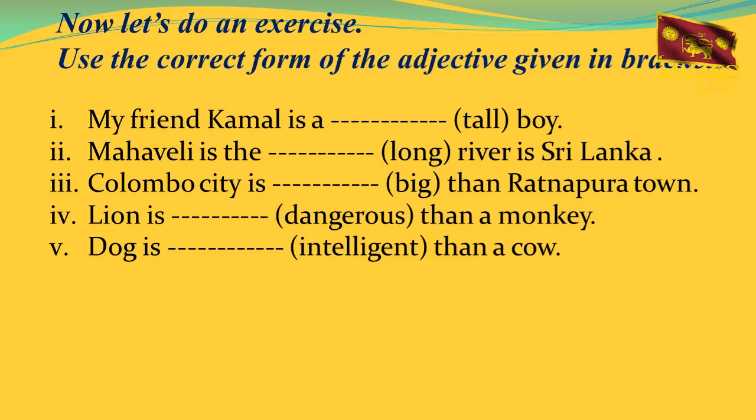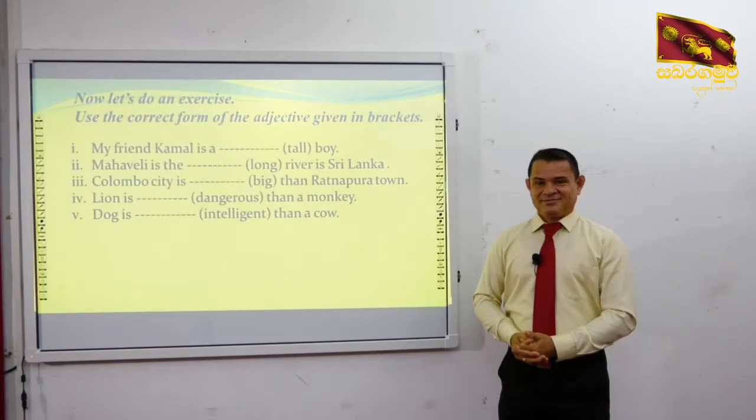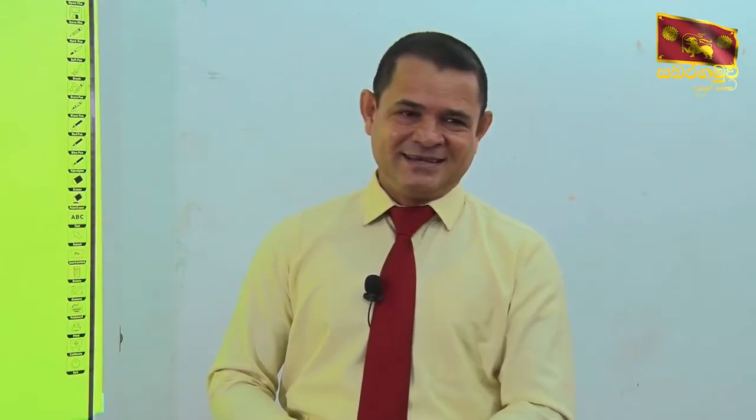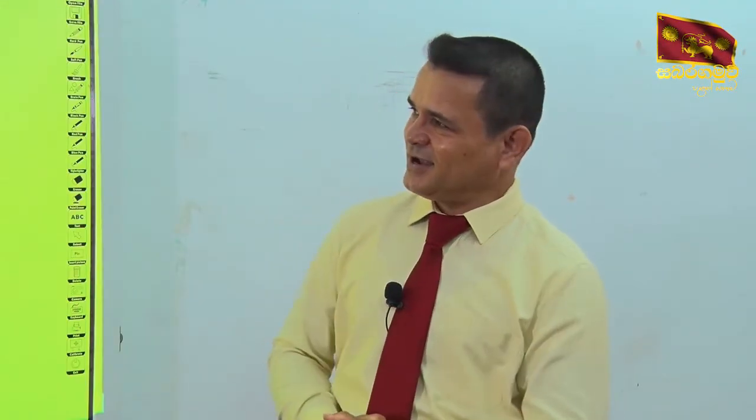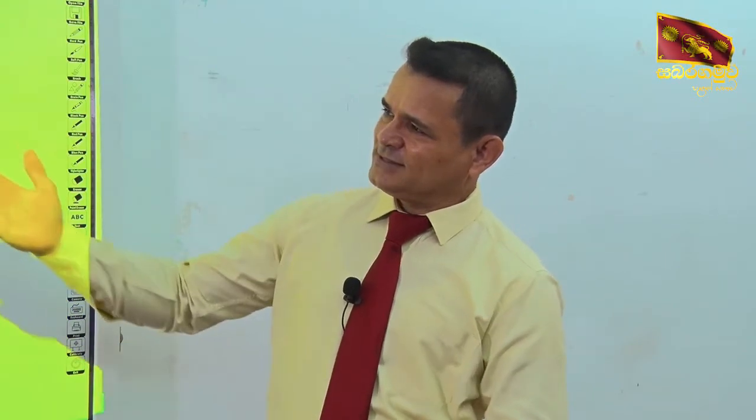Read the first one. My friend Kamal is a blank tall boy. What will be the answer for the blank? My friend Kamal is a tall boy or taller boy or tallest boy. Just think of it, I'll give the answer later, right? You just keep the answer in your mind. And look at the second one.